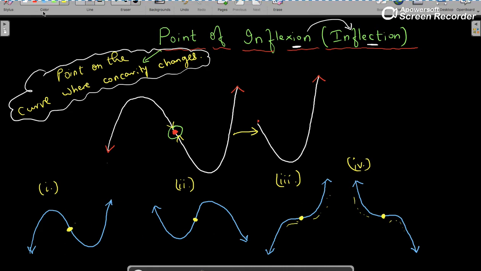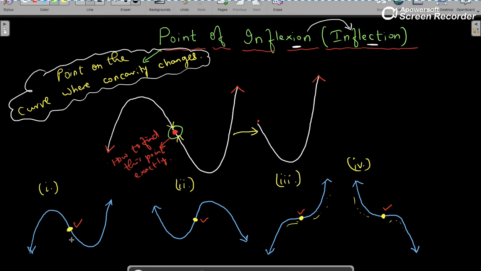So this is the point of inflection for the first curve, this for the second curve, this for the third curve and for the fourth curve. Well, the biggest challenge now is how do you find exactly this point? Now, why do I use the word exact?